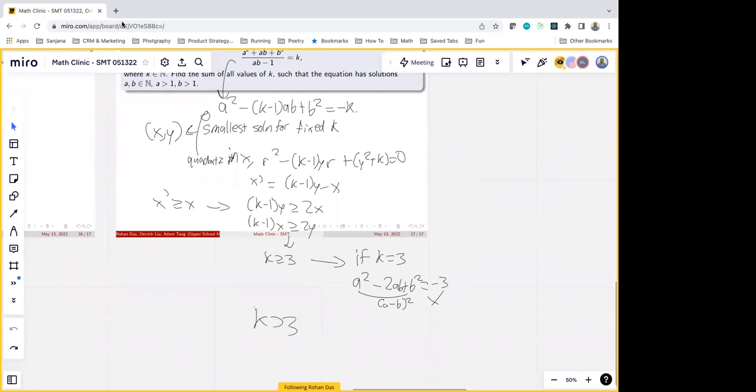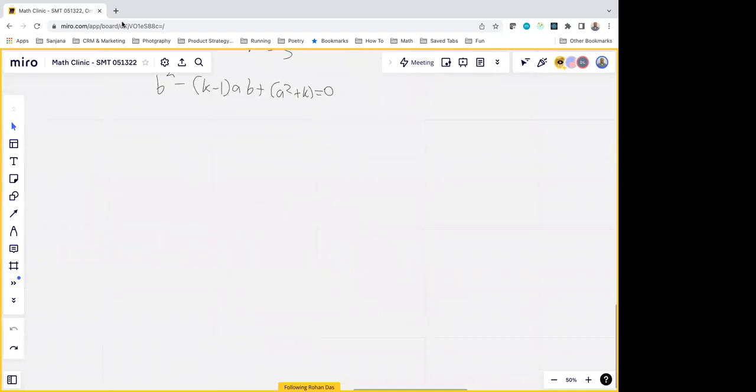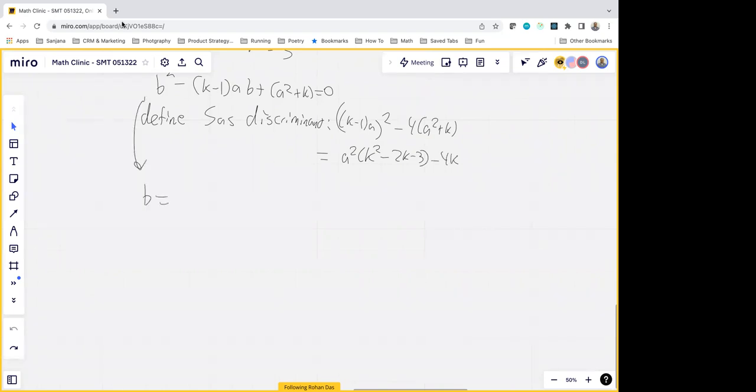Now we can try to find an upper bound on k. We can start by reusing the same quadratic expression and making a quadratic in b. Then we have b squared minus (k minus 1)ab plus a squared plus k is equal to 0. For convenience, we can define s as the discriminant, which is ((k minus 1)a) squared minus 4(a squared plus k), and that simplifies to a squared times (k squared minus 2k minus 3) minus 4k. Then the solutions for this are b equals ((k minus 1)a plus or minus the square root of s) divided by 2.